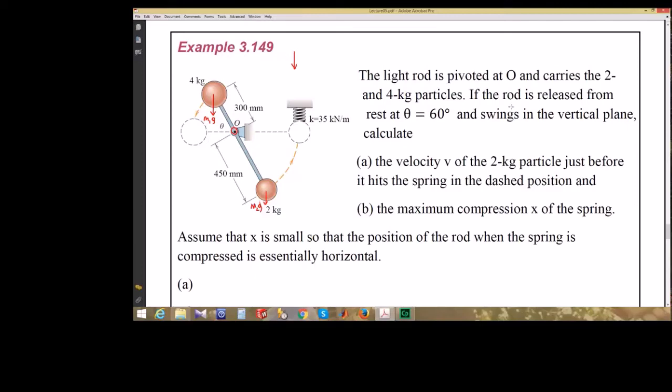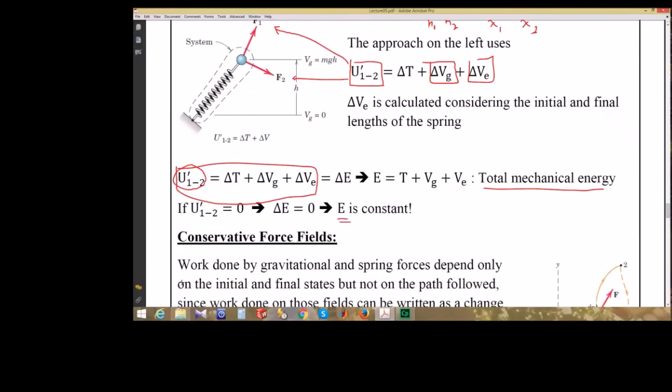Remember, we had the equation that we discussed right over here. There's u prime 1 to 2, which is equal to the change of the total energy. And if the cause of this u prime, which is the non-conservative forces, is equal to 0, then the change in the total energy is equal to 0. Then the total energy of the system is preserved.